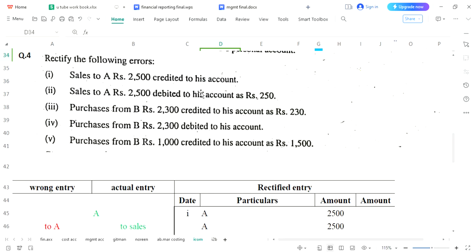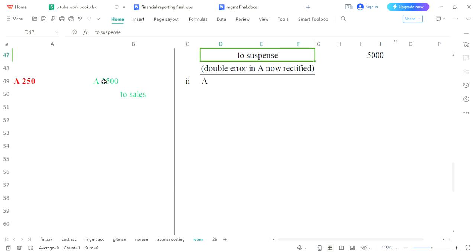"His" is used for human beings, and the human being is A. There was only one mistake in A. Nothing was wrong with the sales. It means we were related with A only and we have debited. Now, how much amount will you write? You were supposed to write 2500. Instead of 2500, you have written just 250. It means the remaining amount is still required to be written.